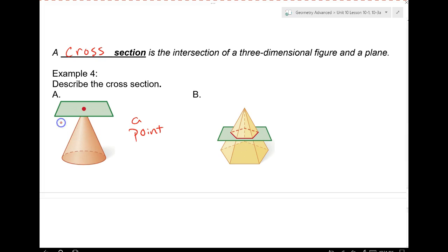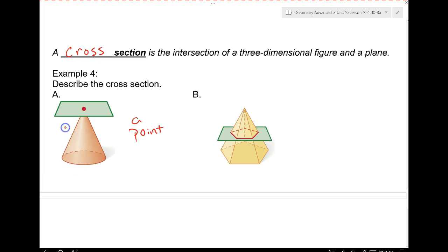Or what if I decide to intersect my plane this way? What would you get? It's not going to be a triangle because the surface I'm intersecting is curved. It's not a semicircle. It's just going to be a parabola. So when you slice it off of its side, it's a parabola. It makes a U shape.